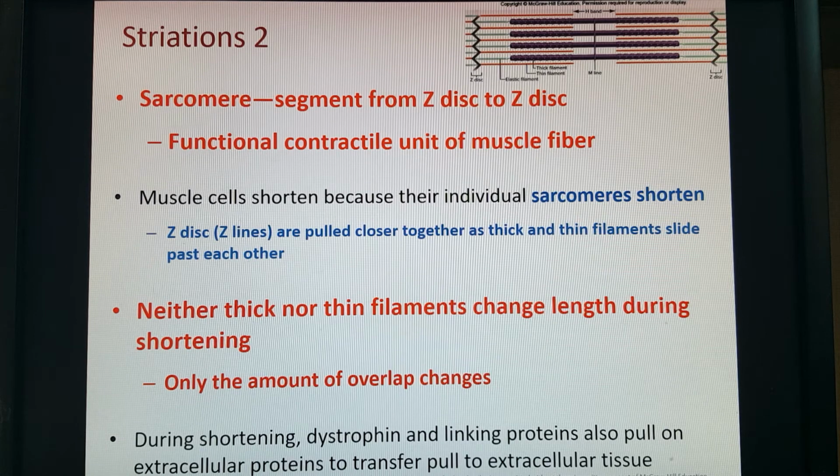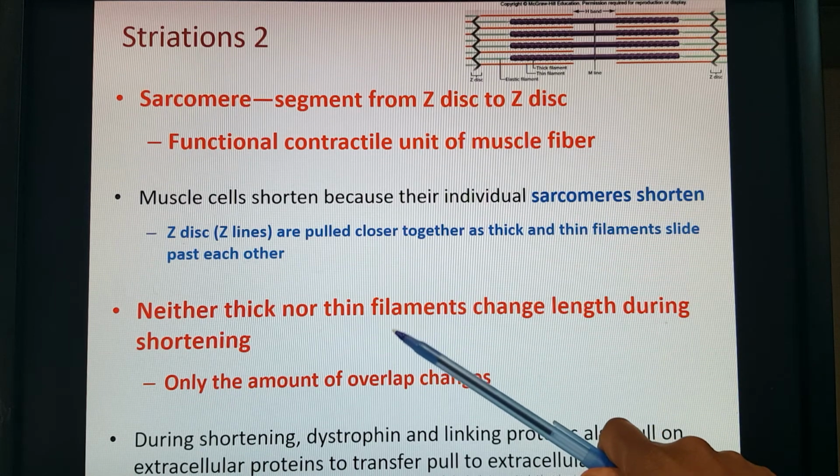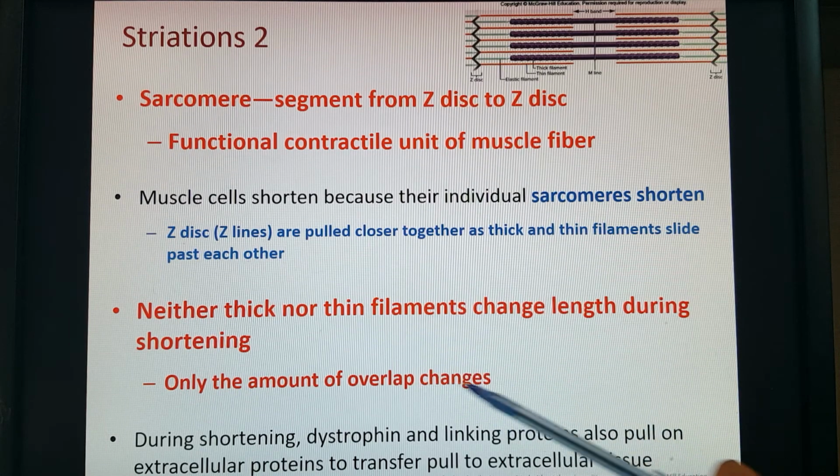Your filaments don't change length during your contraction or shortening. It's only the amount of overlap between your thick and thin filaments.